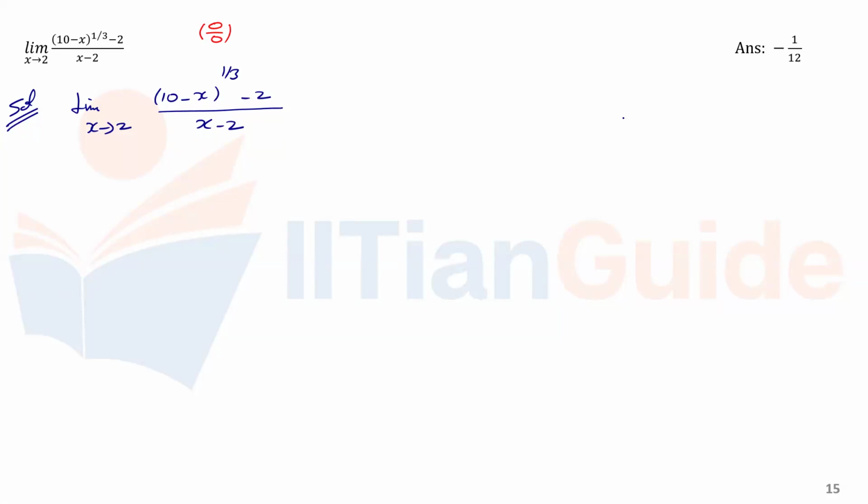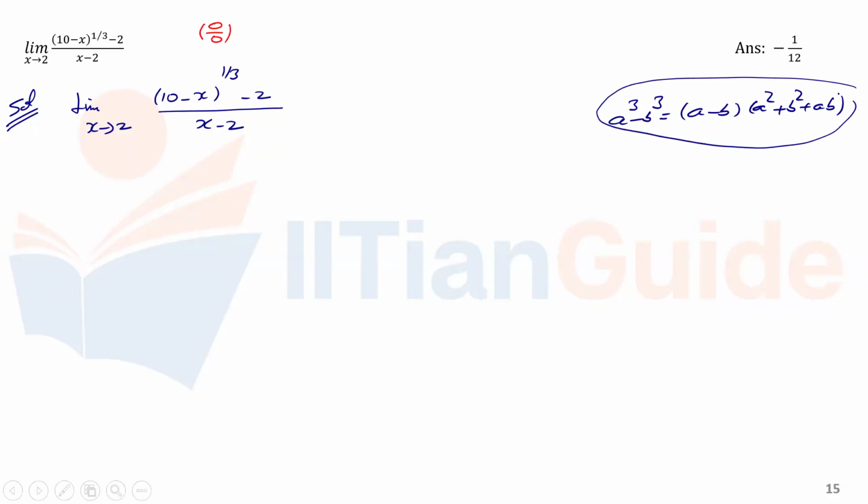We have a formula: a cube minus b cube equals a minus b times a square plus b square plus ab. This is the formula that we know. Now take the first term as a and the second term as b. It is a minus b, and I'm going to multiply and divide with a square plus b square plus ab. I will multiply, so I will divide also.